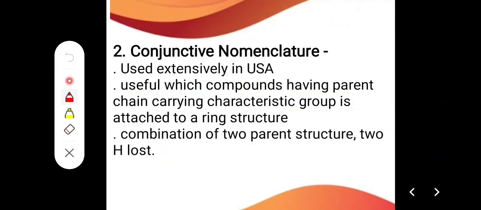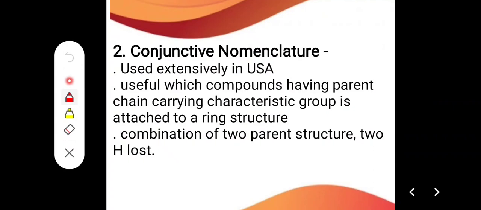Next one, method: conjunctive nomenclature. Conjunctive nomenclature is used extensively in the USA, United States of America. It is useful for compounds having a parent chain carrying a characteristic group attached to a ring structure. There should be a characteristic group attached to a ring structure, and in the combination of 2 parent structures, 2 hydrogens should be lost. The loss of 2 hydrogens is the main characteristic of conjunctive nomenclature.